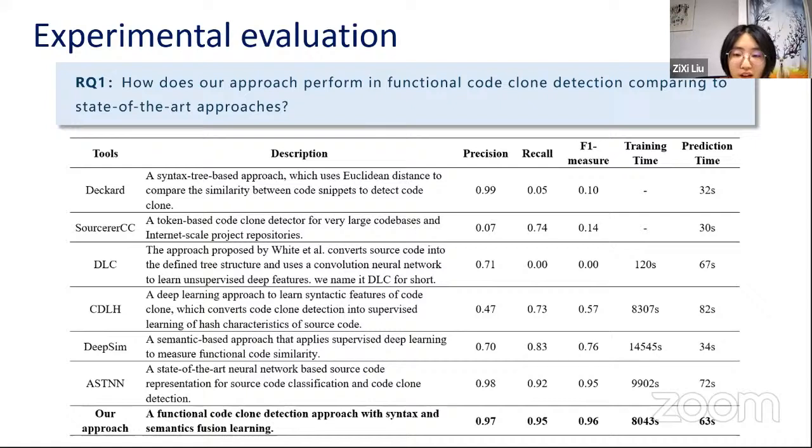As for the training time, Deckard and SourcererCC do not need to train a model and conduct code clone detection directly. DLC employs a simple deep learning model which costs much less time. Compared with other deep learning-based approaches, the training time of our approach is much shorter. Thus, our approach is more efficient.